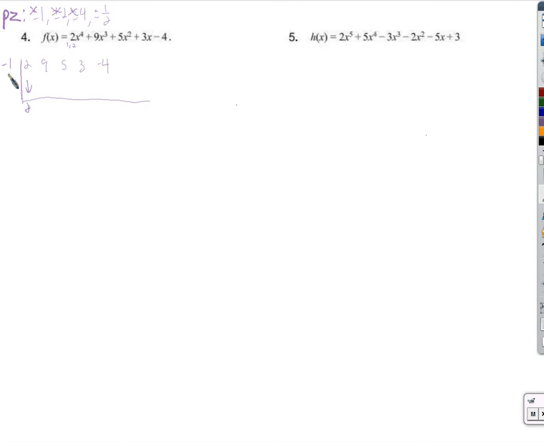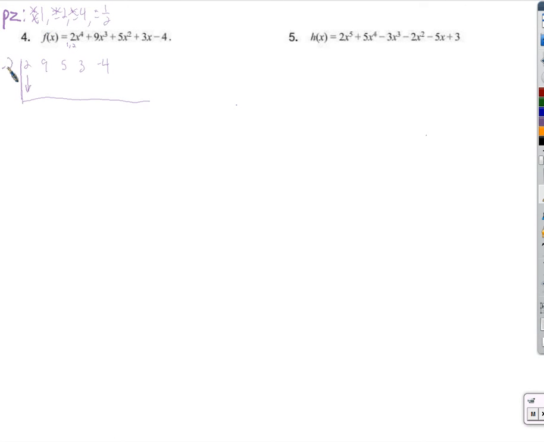So bring down the 2. 2 times negative 1 is negative 2. Add, we get 7. Negative 7. Add, we get negative 2. And then negative 1 times negative 2 is 2. We get 5 here. And it didn't quite work. We get negative 9. So that's out. No. Okay, so negative 1 is out.